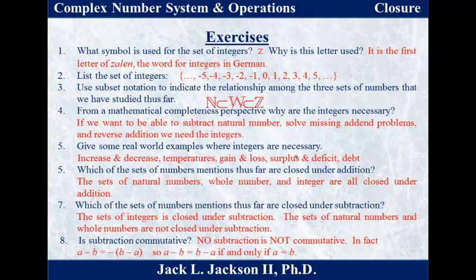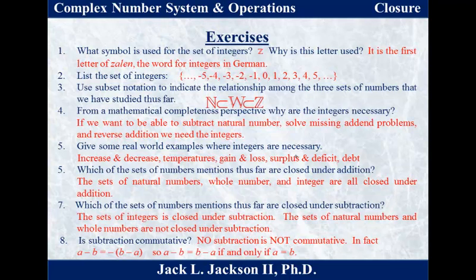Is subtraction commutative? Well, no, it's not commutative. In fact, it's almost never true. If you take a minus b, what is true is that it's the opposite of b minus a. So a minus b and b minus a are almost never equal to each other. In fact, the only way they can be equal is if a minus b is the opposite of b minus a, so you'd have to have a number which is its own opposite.